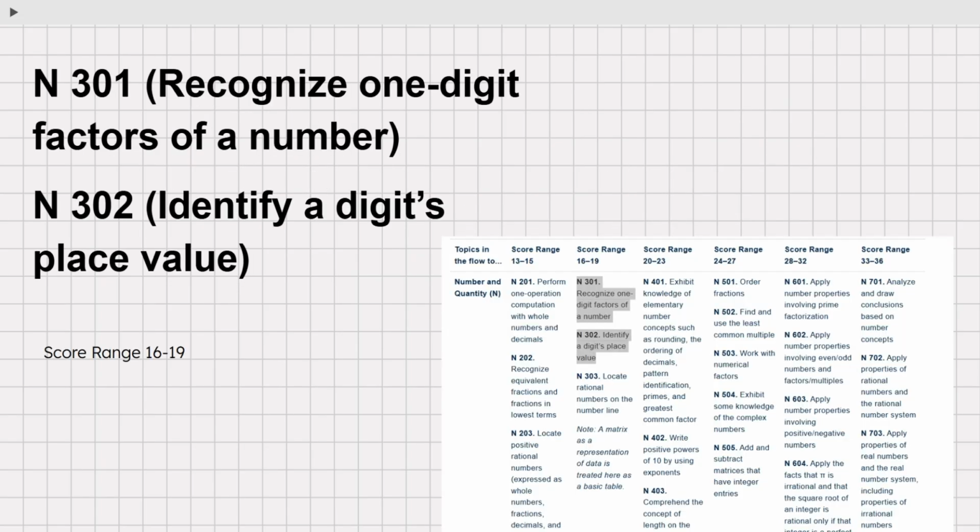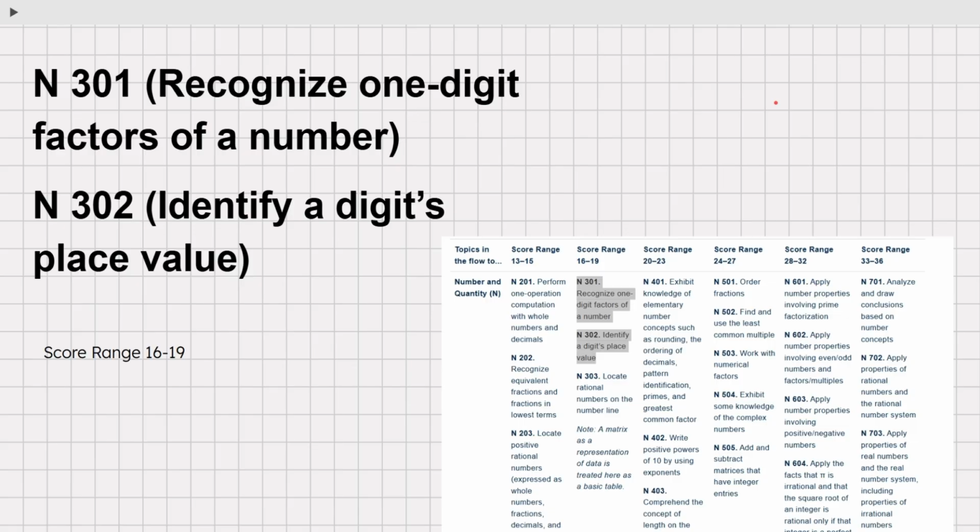And we're looking at the standards N301, recognize one-digit factors of a number, and N302, identify a digit's place value. Both of these are in the score range of a 16 to a 19 on the ACT, according to the ACT standards shown in the bottom right.